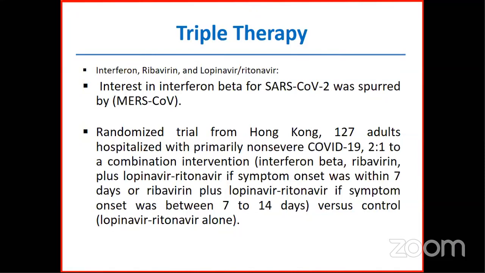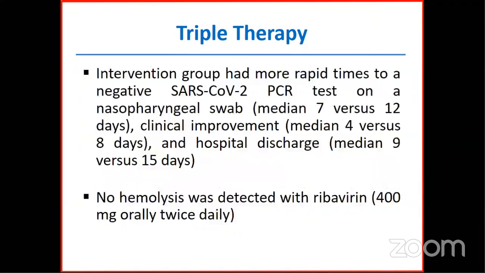They found that the triple therapy improved symptoms and hastened clinical improvement, with median 4 versus 8 days, and discharge from hospital median 9 versus 15 days. So it was efficient, but this is regarding signs, symptoms, and hospital discharge, nothing related to mortality till now. And we need to try it with severe patients to check.